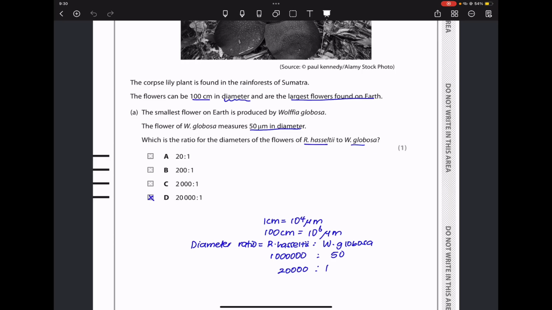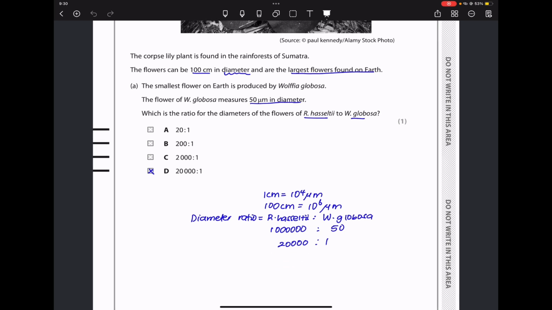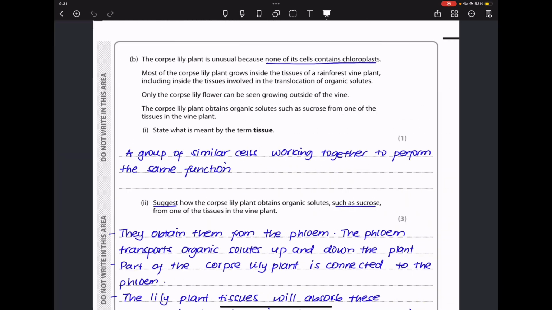I started off by converting 100 centimeters into micrometers. Because 1 centimeter is 10 power 4 micrometers, these 100 centimeters are going to be 100 times 10 power 4, which is basically 10 power 6 micrometers. Now I have both units in micrometers. I have 50 as well as 10 power 6 or 1 million micrometers. I can find the ratio. So the diameter ratio of this plant to that plant is going to be 1 million to 50, which is 20,000 to 1, and D is my answer.